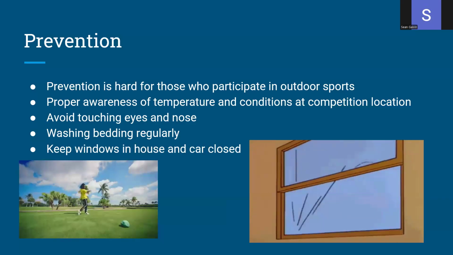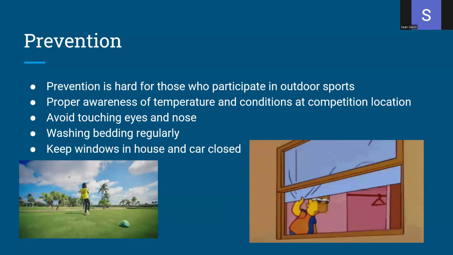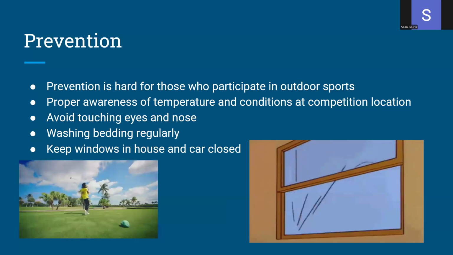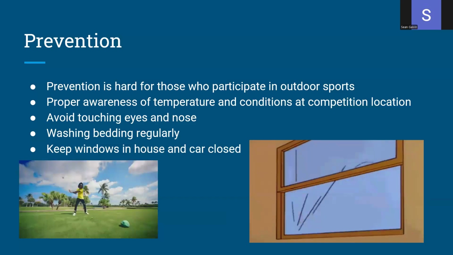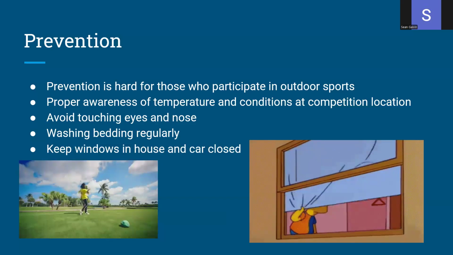Another thing we could do is avoid touching eyes and nose to reduce the spread of pollen to these areas. Washing bedding regularly to reduce the residue that's on them, and also keeping windows in the house and car closed so as to reduce exposure.